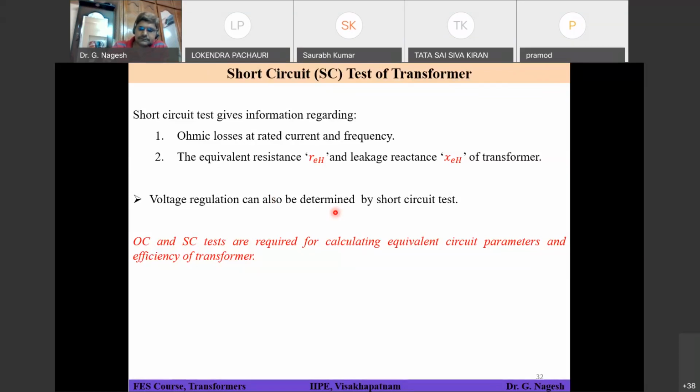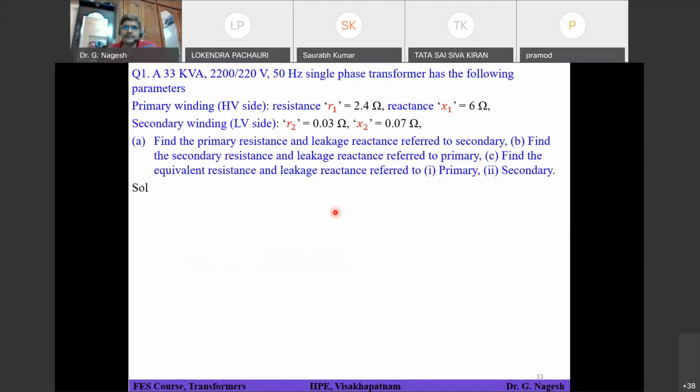Okay then. So we'll go ahead and we'll see one problem based on transformer circuits. Right. So it's a simple problem. A 33 kVA transformer, so the rating is in kVA, and 2200 by 220 volts. That means they are giving HV voltage by LV voltage. And a 50 Hz single phase transformer has the following parameters.